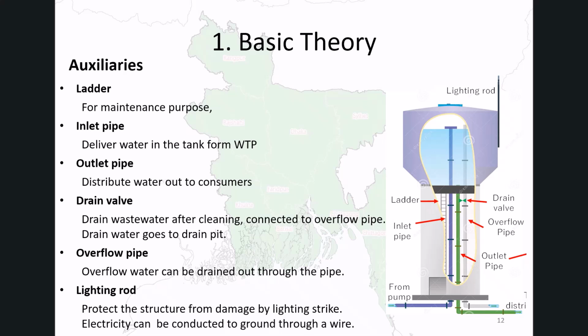Finally, the lightning rod protects the structure from lightning strikes by conducting electricity safely to the ground. These auxiliary components ensure the safe, reliable, and efficient operation of the water tank.